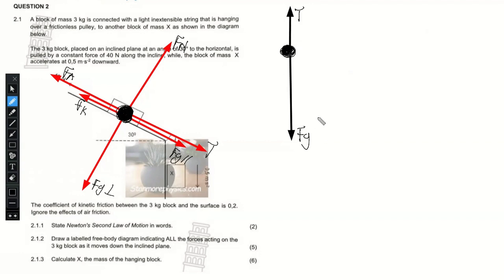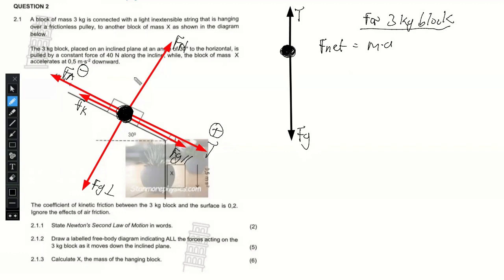Okay, so now that I've drawn the free body diagram for this, I can start to calculate the F net for both these blocks, right? So let me indicate for the 3 kg block, this would be the calculation thereof. We'll say F net is equal to ma. Note that we know the system will be accelerating down the slope. So this here becomes our positive direction, and that there becomes our negative direction.